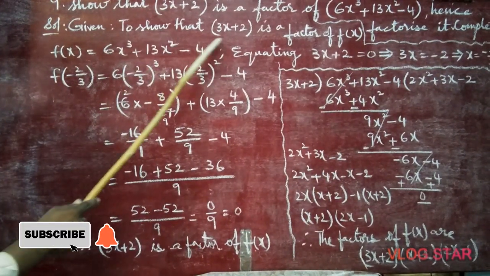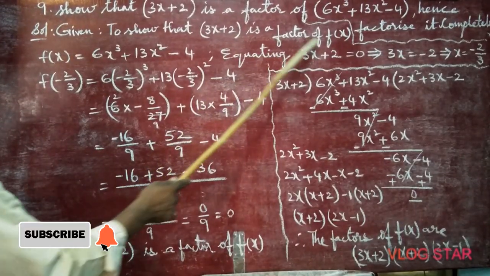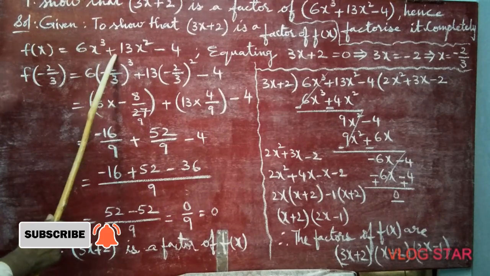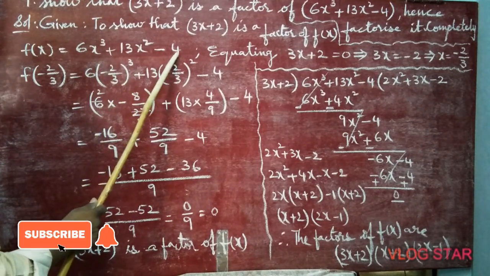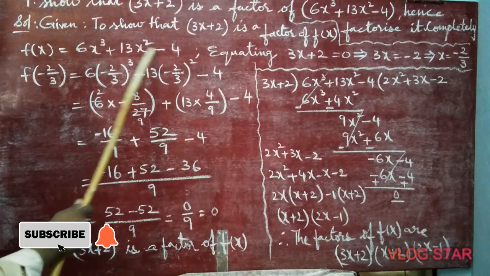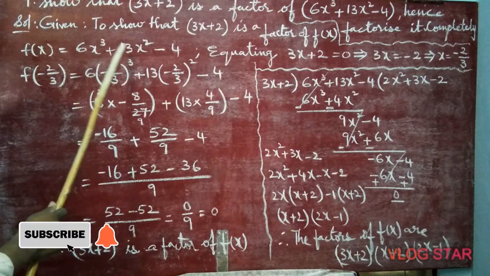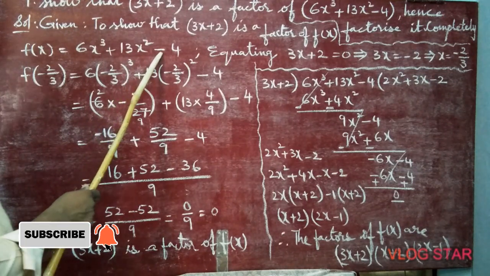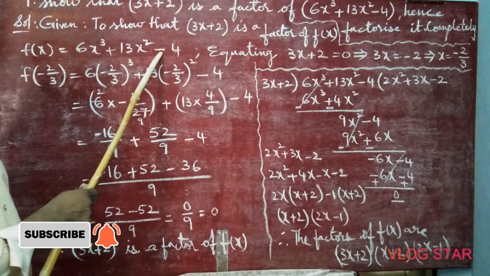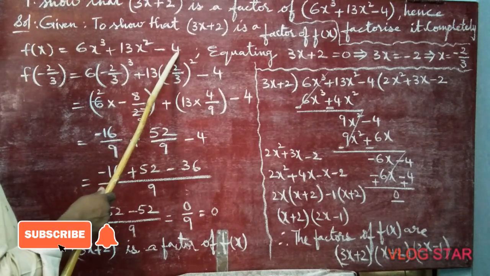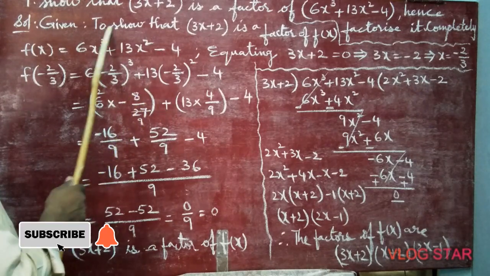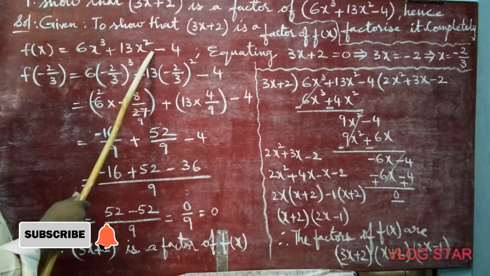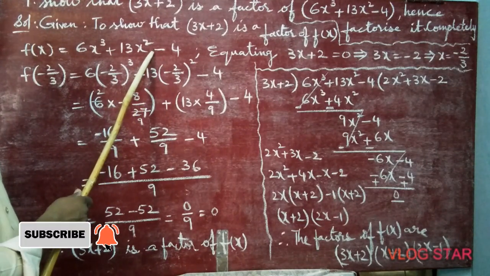Solution: given to show that 3x plus 2 is a factor of f of x. f of x is equal to 6x cube plus 13x square minus 4. Here you can observe one thing: the x cube term is there, the x square term is there, the x term is not there. Indirectly they gave 0x and the constant minus 4. No problem, we will still call it a cubic expression, a third degree polynomial. Here one term is missing, 0x. If you want, you can keep it.